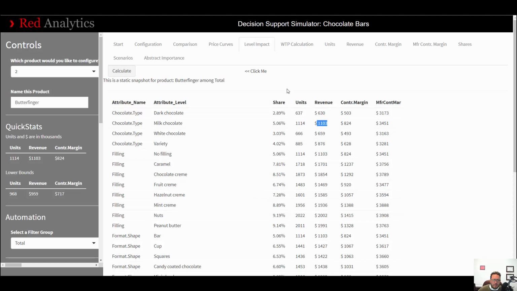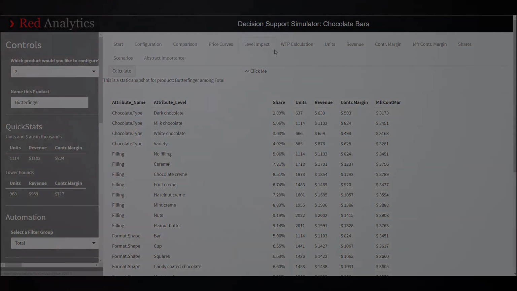If we change it from milk chocolate to white chocolate, the units drop a lot and the revenue drops a lot as well. Now, we can do this for each of the attributes, but wouldn't it be really cool if we could combine both of these ideas, where we could go and look at each level one at a time and figure out what the revenue optimizing price point is given that level?